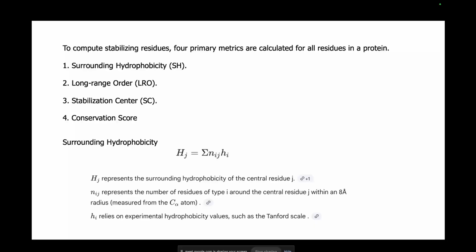So surrounding hydrophobicity is basically the average hydrophobicity of all the amino acid residues in the surroundings of the residue that you are interested in. It is calculated as a weighted sum of n times h, where n is the number of residues of type I around the central residue J within an 8 angstrom radius measured from the carbon alpha atom, and the hydrophobicity values depend on some scale.